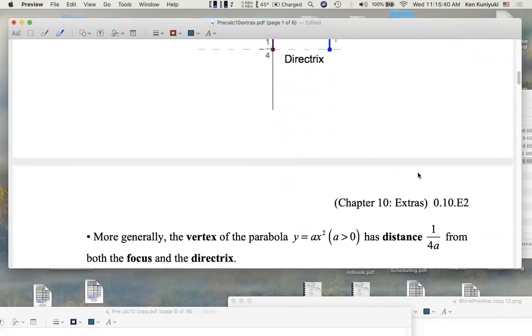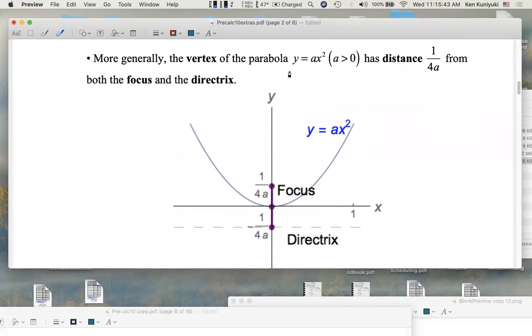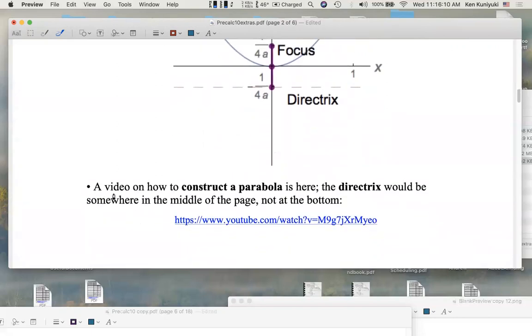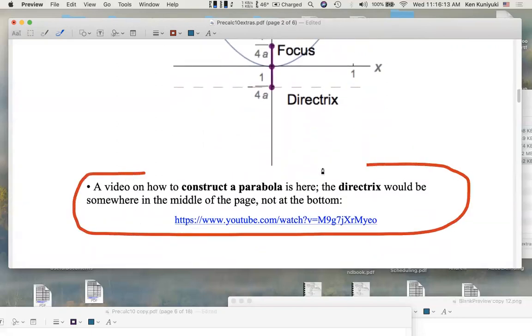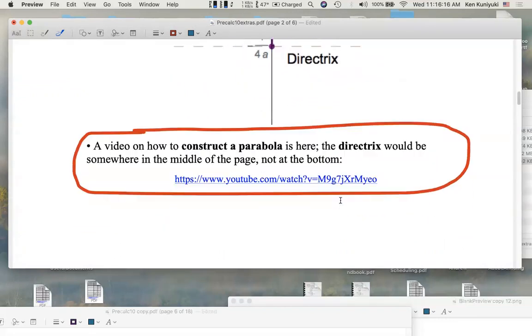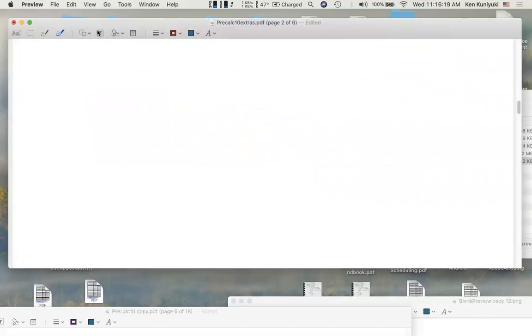Let's consider a more generally shaped parabola. Let's consider y equals ax squared, where a is positive. So for this parabola, the focus is 1/(4a) units away from the origin here, the vertex. The directrix has equation y equals the opposite of that number here. So that's the locus definition of a parabola. Now, more interesting actually is there's a video here, not mine, which describes how to construct a parabola using these ideas. Now, even more interesting though, is the idea of reflecting properties.